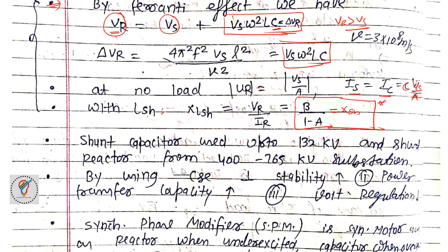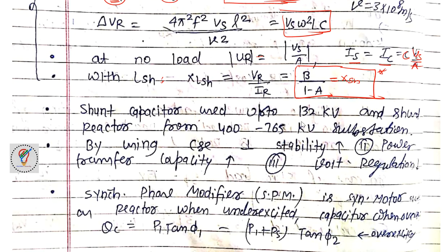Next point: shunt capacitors are used up to 132 kV, and shunt reactors from 400 to 765 kV. Why? Because in high voltage transmission lines there is a voltage boost because of the Ferranti effect. In normal low voltage lines it will not be there.